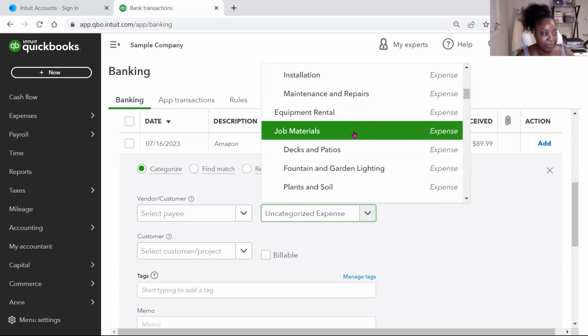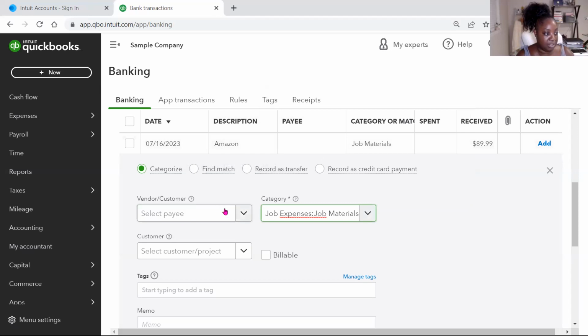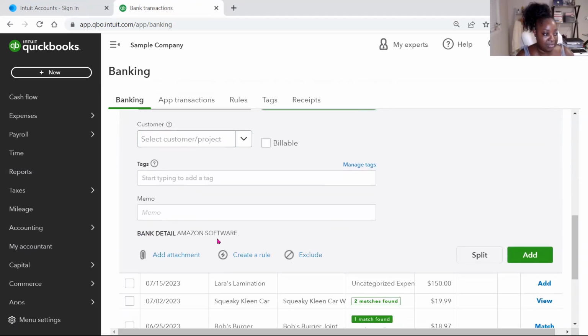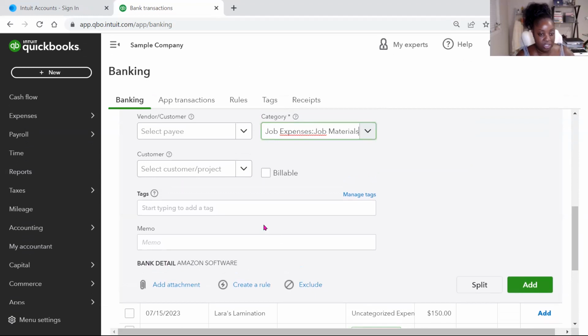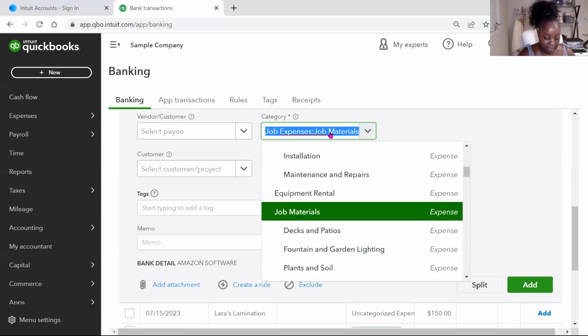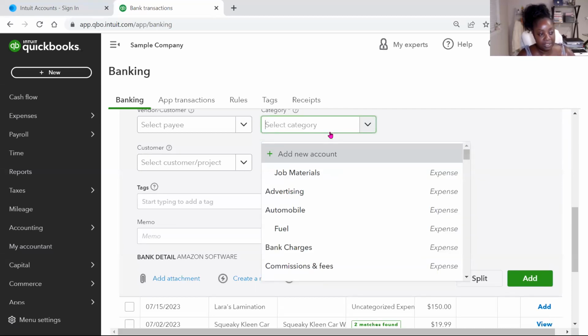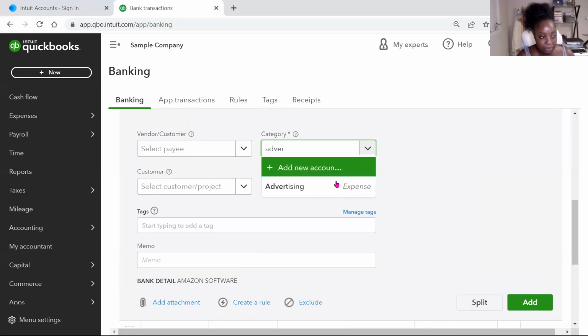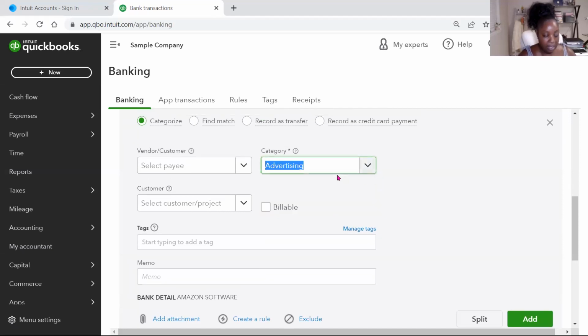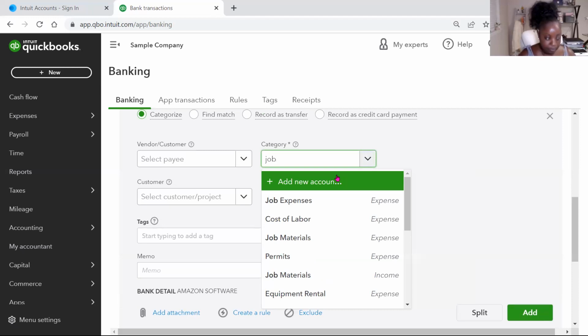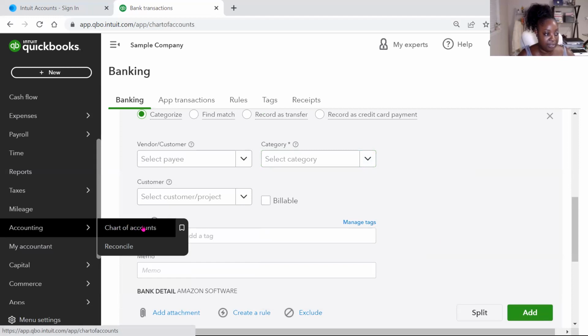So here, Amazon, let's just say, that's what the description is, because that's what the bank detail says. Again, I did a video just before this one that talks about bank detail and connecting to a bank. So it says Amazon software. Actually, there might be an account called software. No, okay. I have accounts called office expenses and software. Anyway, we can even call it advertising. That's another account. And look, it's an expense, okay? Or we can say job supplies or whatever, job expense, job materials. But you can also find your chart of accounts here.